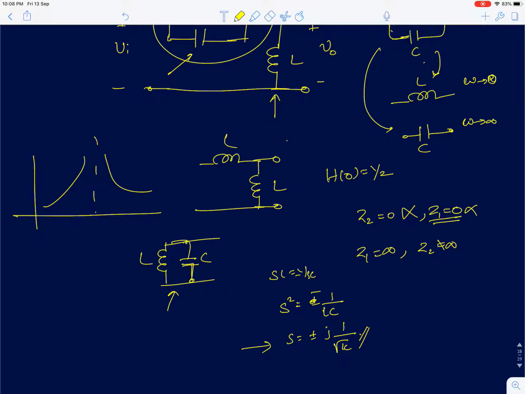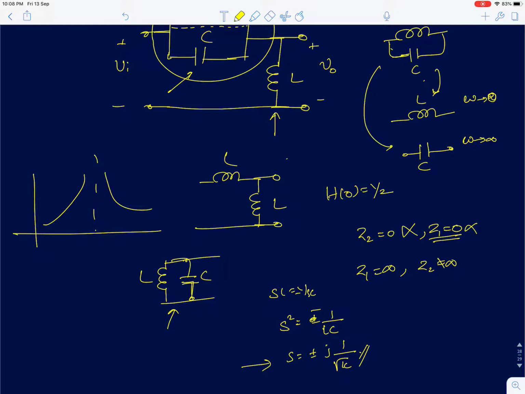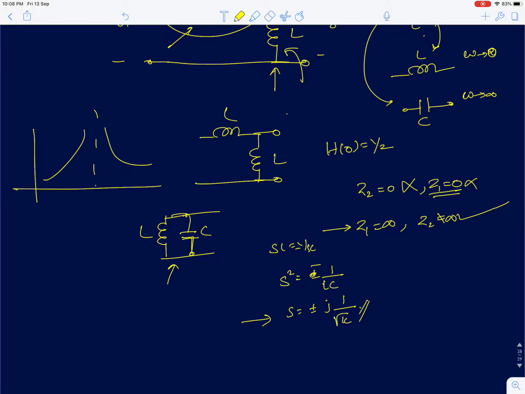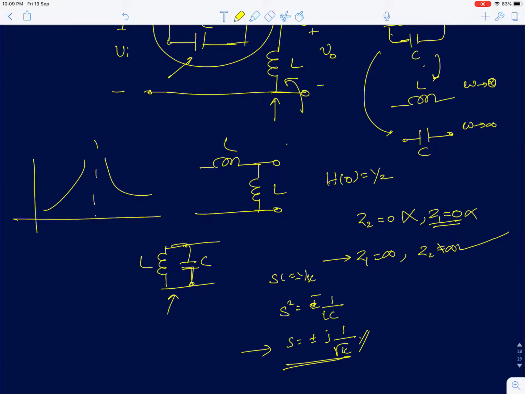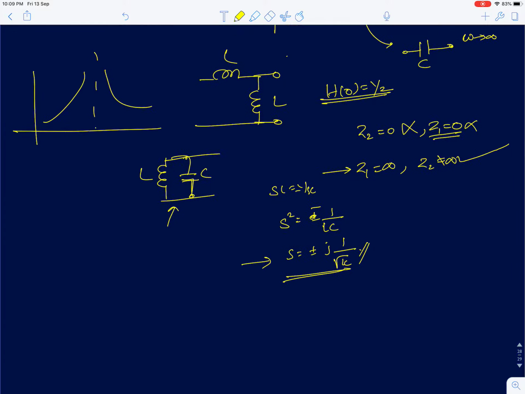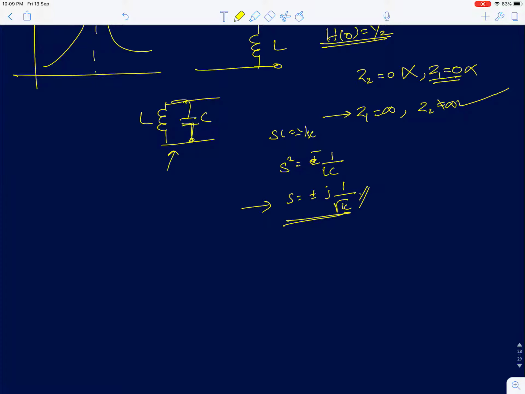Since this is a finite frequency, the impedance of Z2 is finite there. Z2 becomes infinity only at omega equal to infinity. So this is a valid condition, and we can use the second rule to find the zero. So we found there are two complex, purely imaginary zeros in the circuit, and the DC gain is half. One other thing is to find the poles.